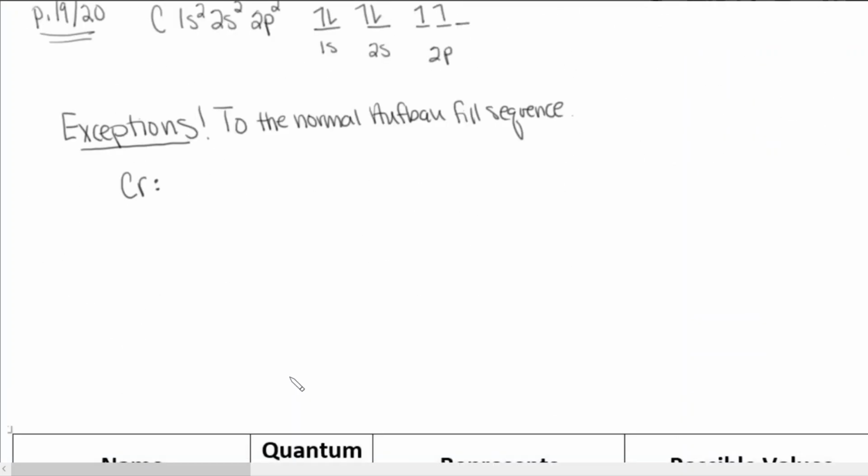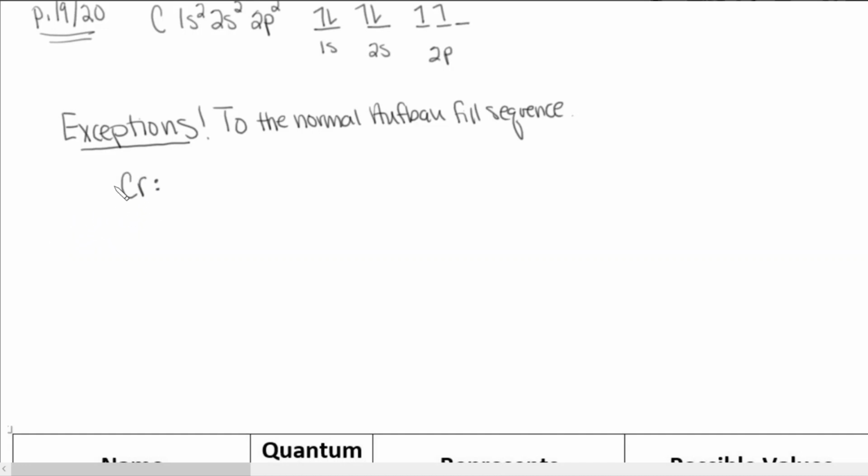All right. Hopefully you guys had no trouble with the practice there. Now that we're totally good to go on writing these configurations the way I taught you, it's time for some exceptions, right? And what I always say is nature does what nature do. We have these models to try to explain what we see in nature, but sometimes those models need to be tweaked or adjusted. So there are 5 exceptions to the normal fill sequence. There's more than 5, but these are the 5 we care the most about.